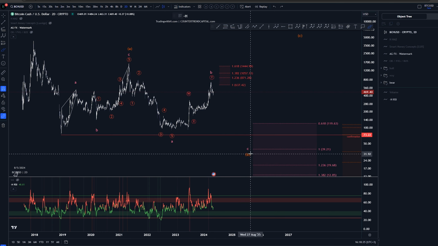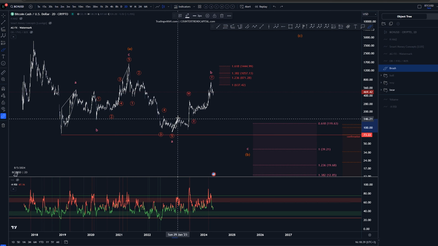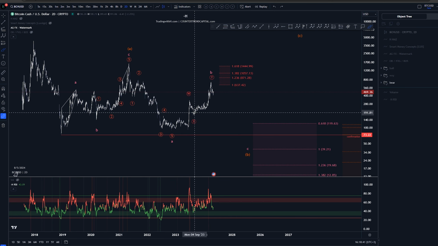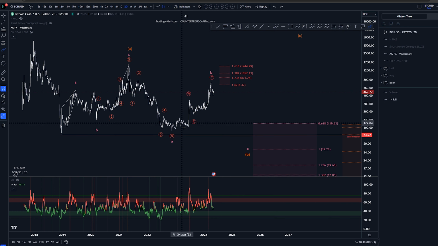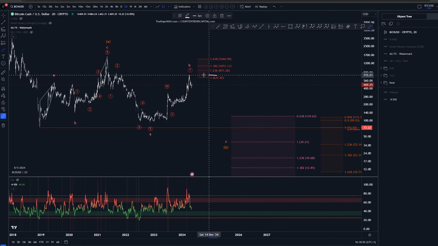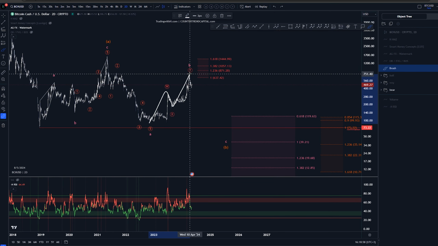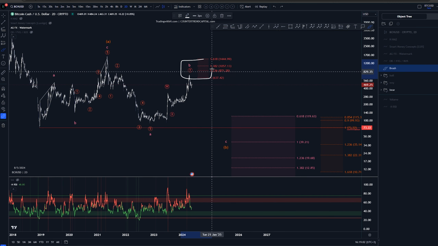Now, in B waves of flats, we're looking for three-wave structures, and in this case we would have to label this as a three-wave and then another three-wave like so. Definitely not the best. Both of those, especially the latter one, can be labeled in 5 as well, but this is the way we have to do it at the moment. A 1-to-1 extension was hit for this wave Y. So again, this is the target box we would be looking for.